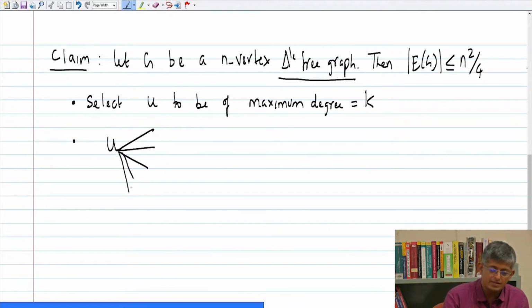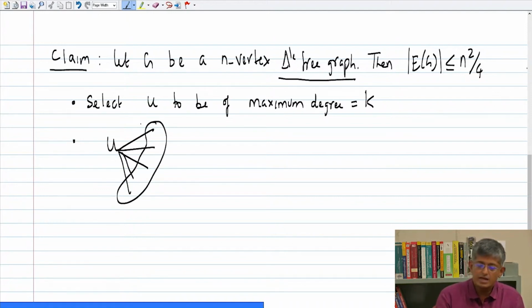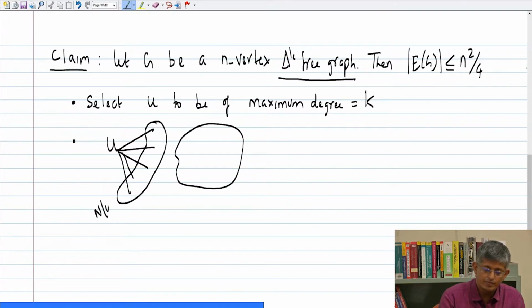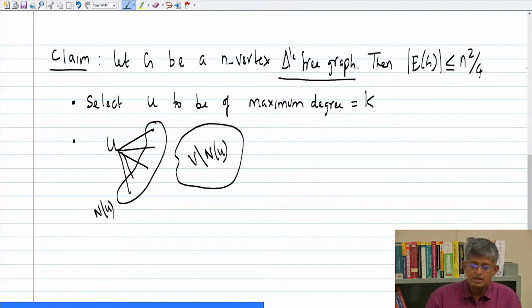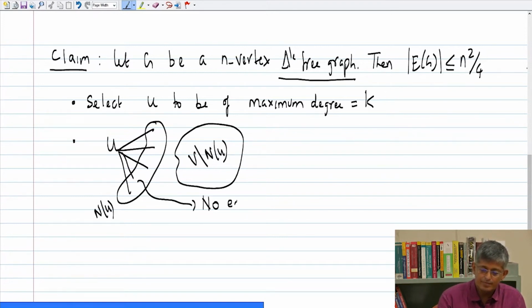These are k neighbors, right? And here is the rest of the graph. This is called N(U), and this is V minus N(U). So what do we know? Because the graph is triangle free, there are no edges here, because if there were edges, then there would be a triangle.